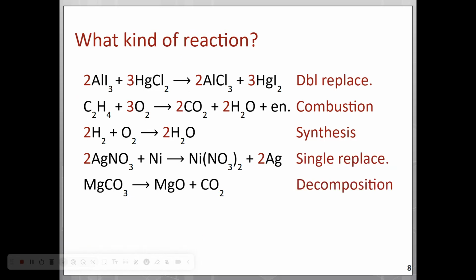And then finally, decomposition. Hopefully that was helpful and that you have learned your 5 types of chemical reactions.